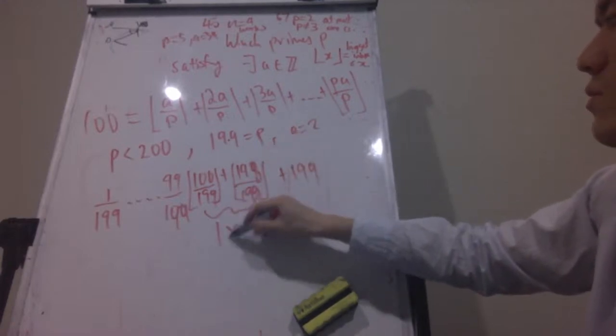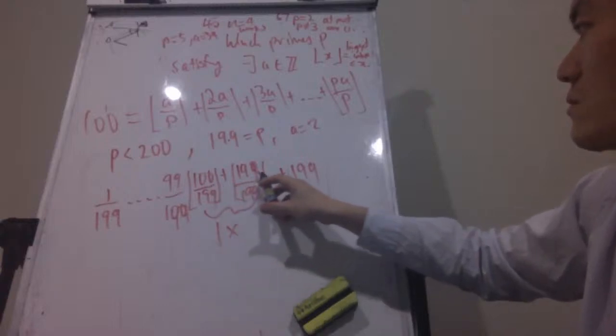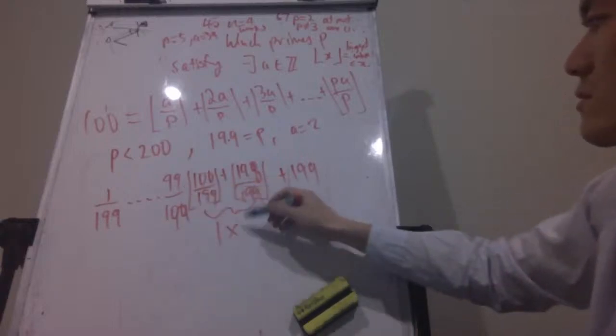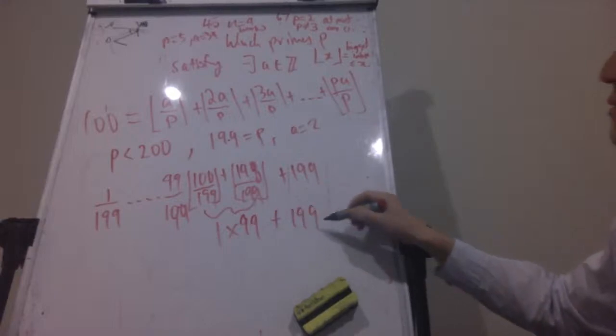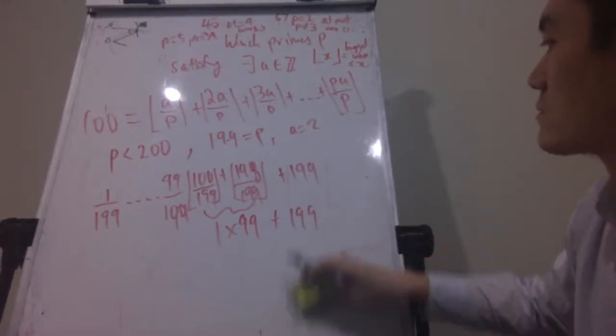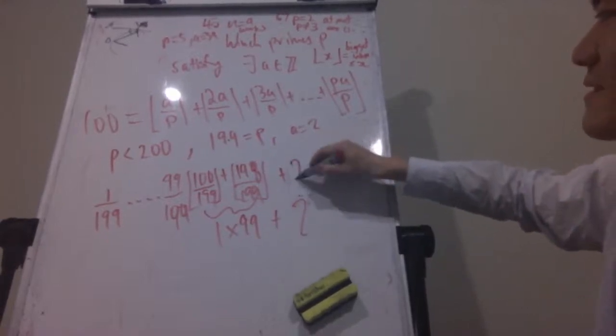So each contribute 1, and how many are there? So there's 198 minus 99. So 99, yeah? Plus 2. 9. Oh, 2. 2, yeah. Why didn't you correct me here?